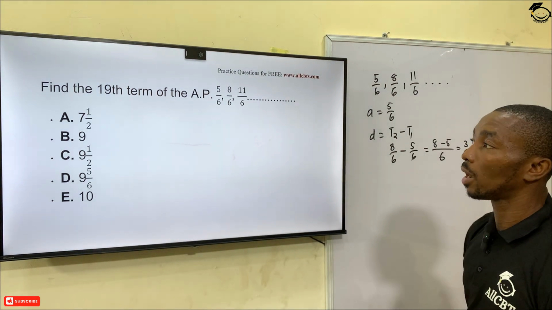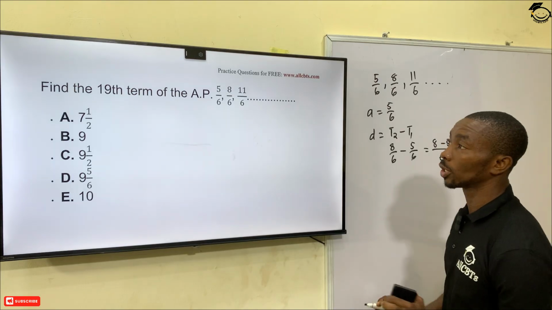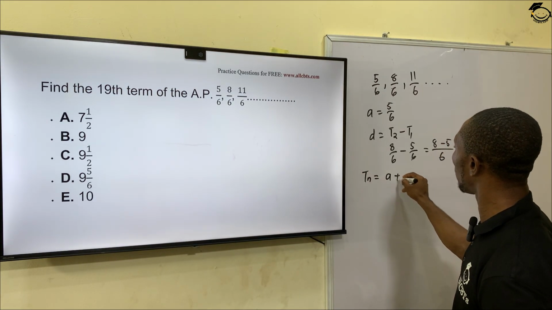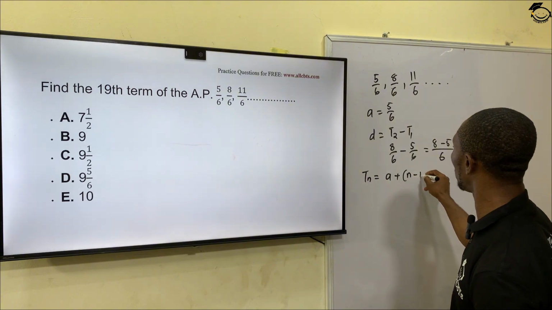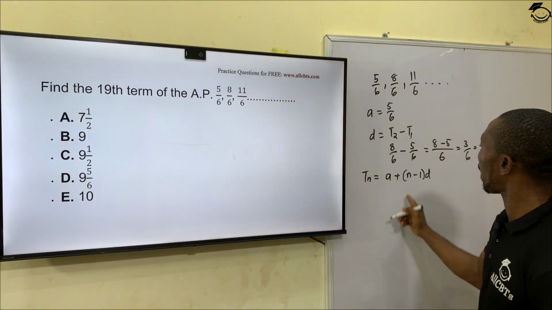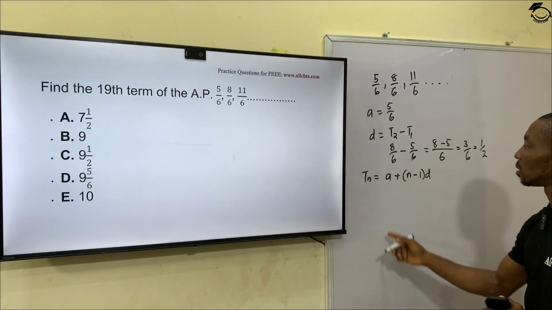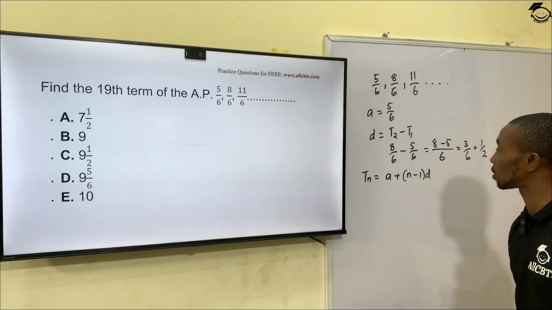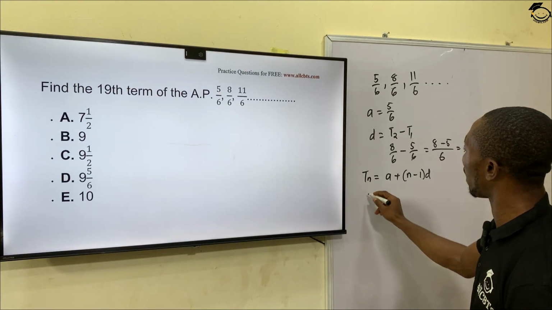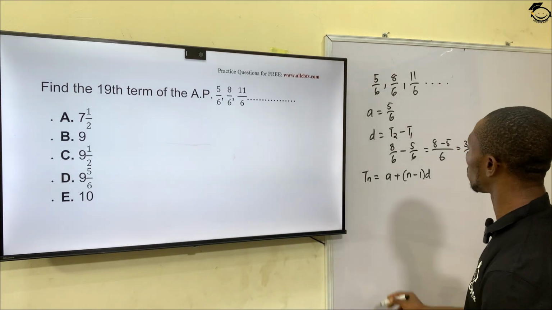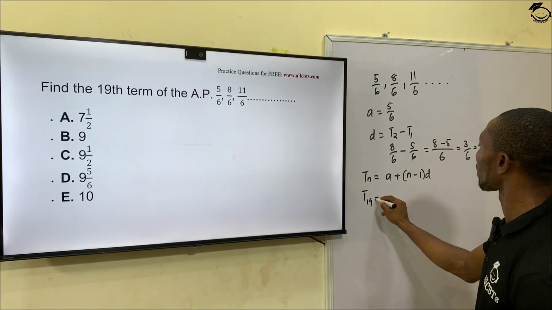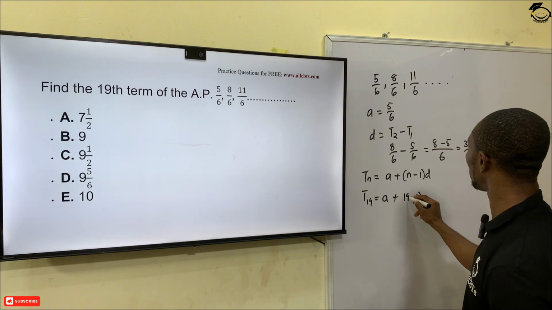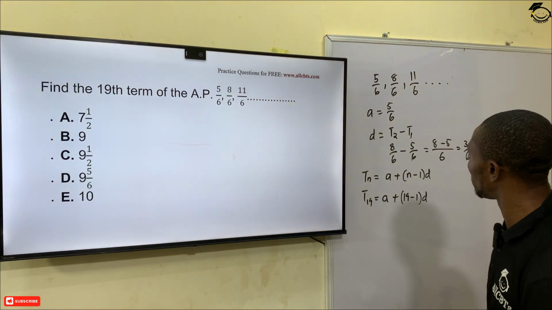Now, applying our arithmetic progression formula that says Tn equals A plus bracket open n minus 1 D, where n is the number of terms, A is your first term in your sequence, and D is the common difference in your sequence. So here, our n will be our 19th term. So T19 equals A plus 19 minus 1 times D.